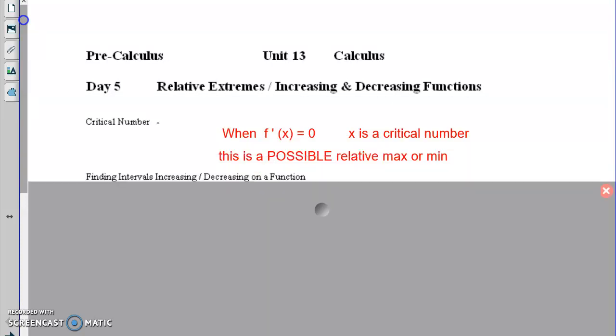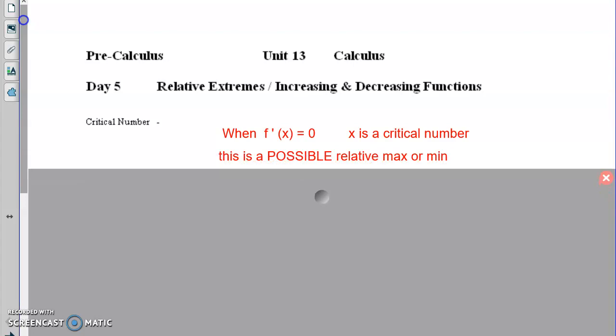New term right here, a critical number. A critical number is when f prime of x equals 0, then x is a critical number, which means it's a possible rel max or rel min. Because again, if f prime is the slope of the tangent line, a slope that is 0, horizontal, might occur right there, or it might occur right there. That would be the rel min, that would be the rel max. So that critical number idea is how we find possible rel maxes and mins.